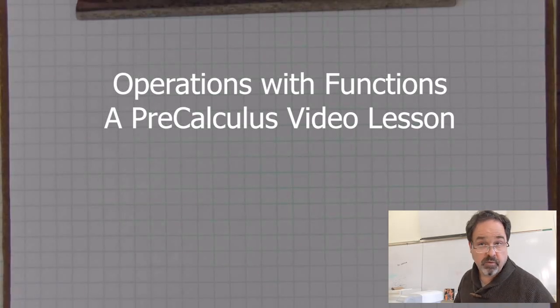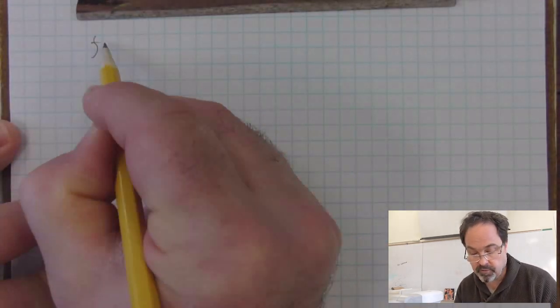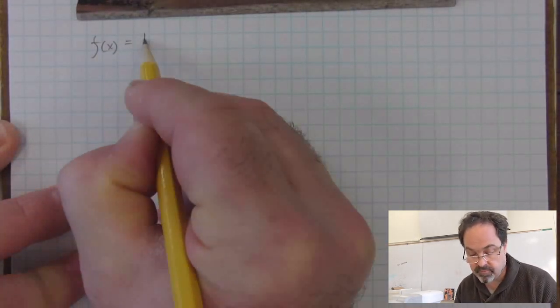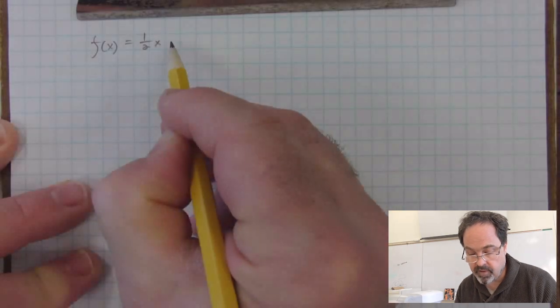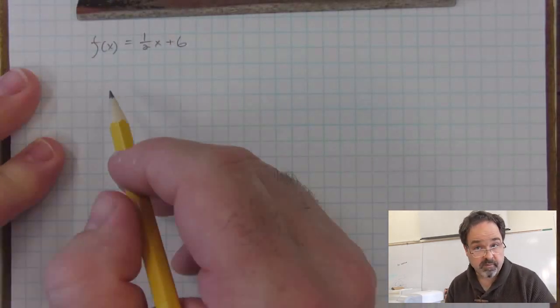VLSos here. This is a video lesson on operations with functions. I'm going to define a function and call it f. f of x is equal to 1/2 x plus 6. We're going to review some basics.